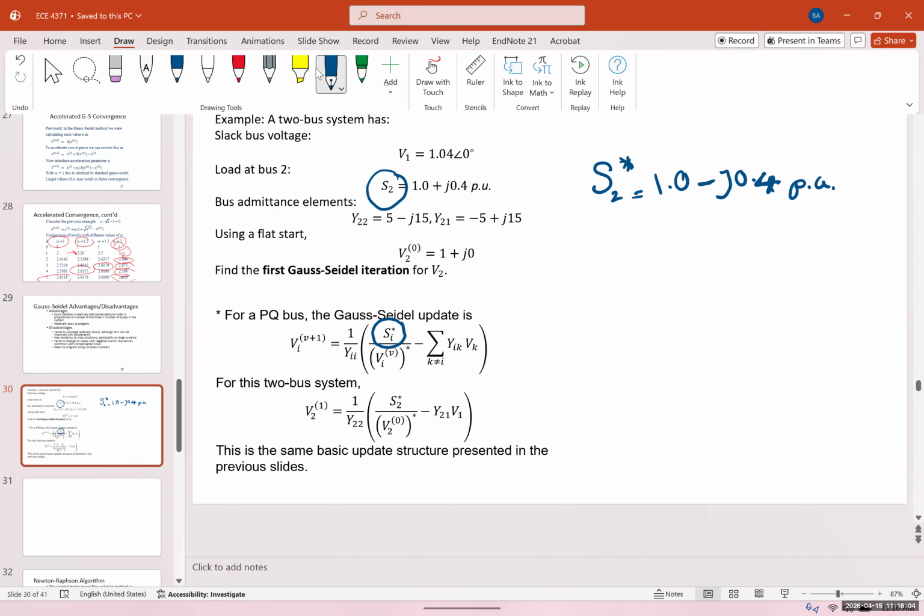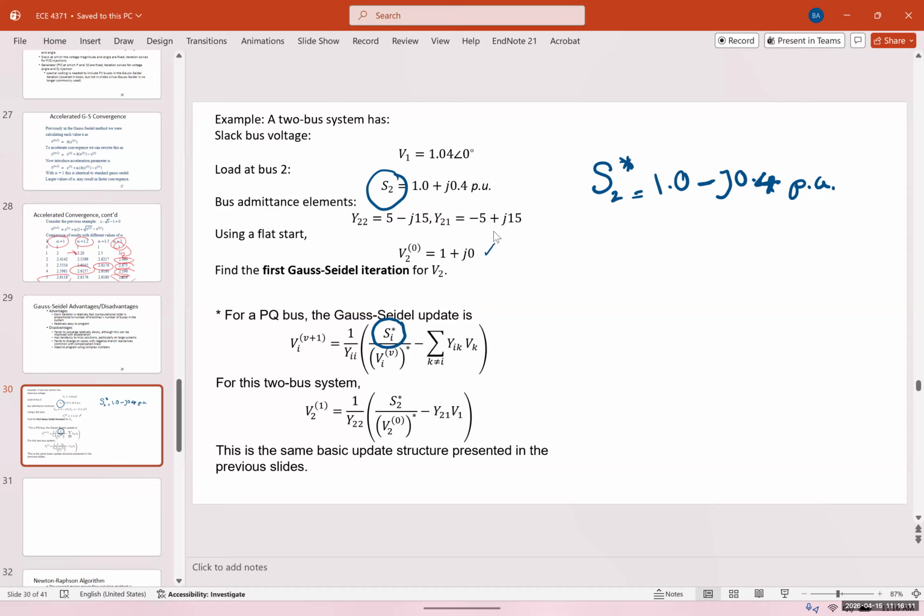Now, for the next step, since V2(0) is 1 plus j0, then V2(0) conjugate, because again we have to find the conjugate here, is going to be equal to 1, because again, the j part is 0. So in this case, S2 conjugate over V2(0) conjugate is going to be equal to 1 minus j0.4, because the denominator is 1, and dividing anything by 1, you get the same thing.